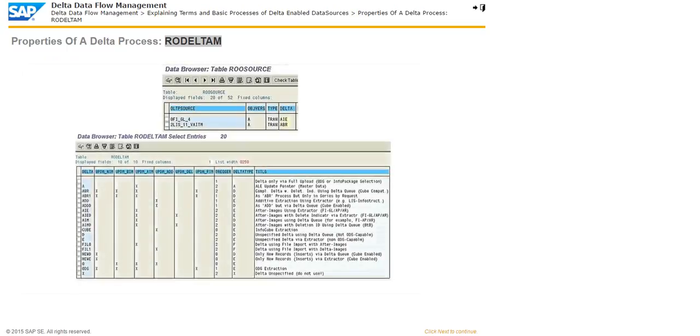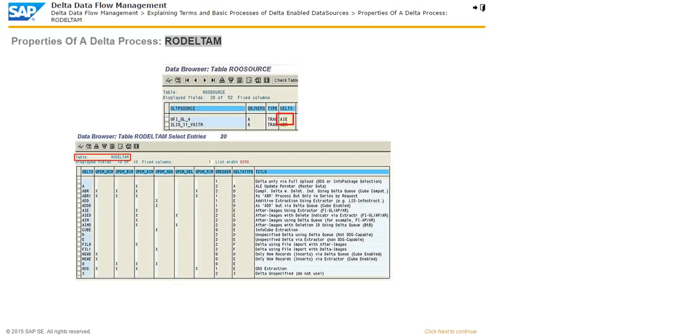The procedure for the delta process is as follows. Determine the delta process for the data source in the table ROOSOURCE in the source system, or in the table RSOLTPSOURCE in SAP BW for 3.x data sources, or in the table RSDS in SAP BW for data sources respectively. Determine the properties of the delta process in the table RODELTAM in SAP BW or in the source system.